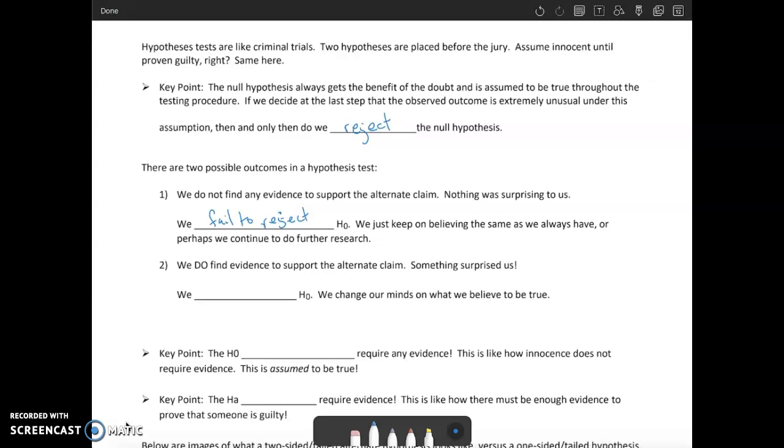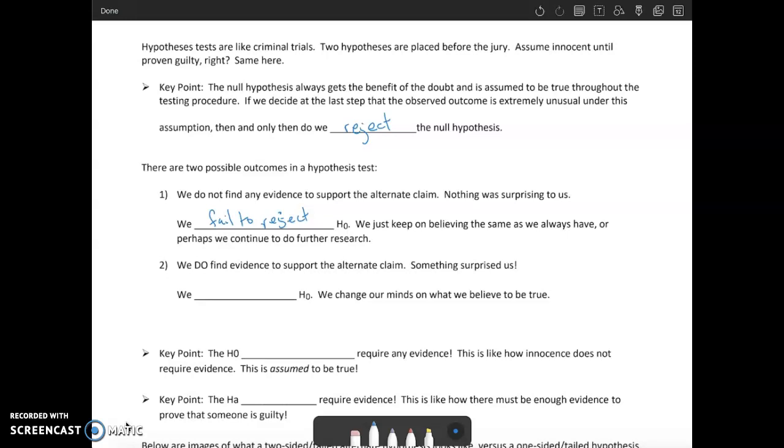And so if I don't find enough evidence for the alternate, then I say, all right, well, I was trying to reject the null. That's the only reason you do a hypothesis test, is if you're trying to reject this status quo claim that you've always had. So I'm trying to prove it false, or I'm trying to show it false, and I failed to do that. So I failed to reject it. So we have to just keep on believing it.